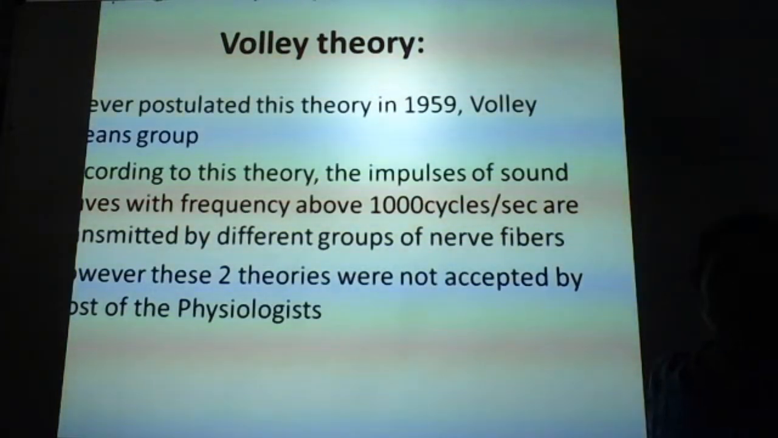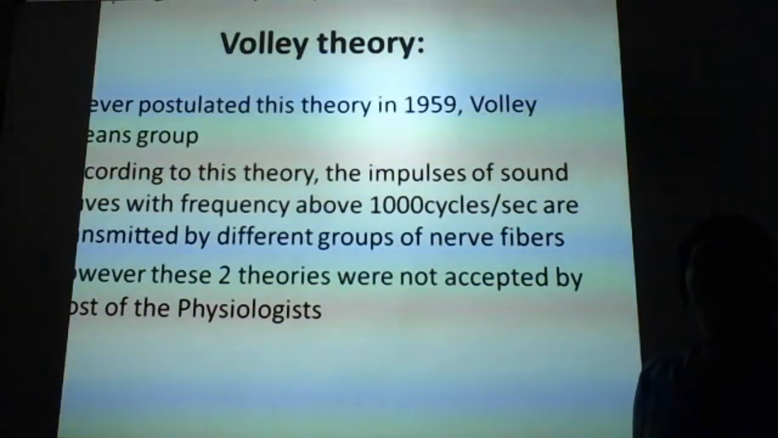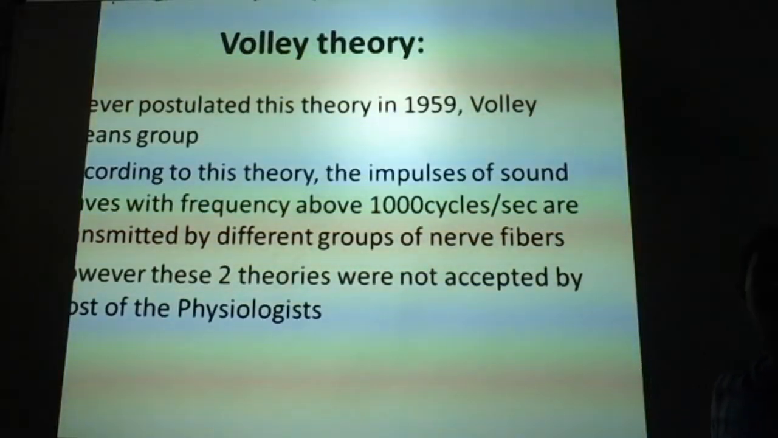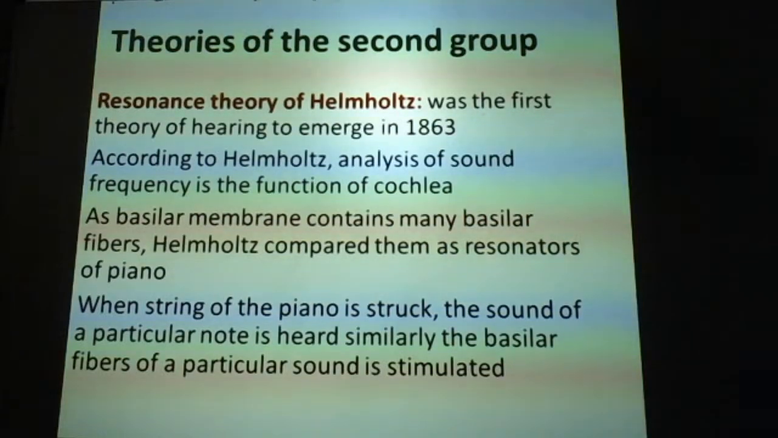So in 1959, according to this, the impulses of sound waves with frequency above 1000 cycles per second are transmitted by different groups of nerve fibers. But however, most of the physiologists didn't agree with these 2 theories. There comes the second group, the resonance theory of Helmholtz, which was put forward in 1863. According to this, analysis of sound frequency is the function of the cochlea.